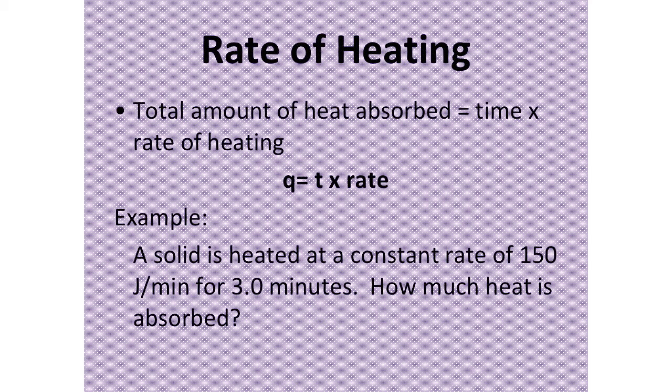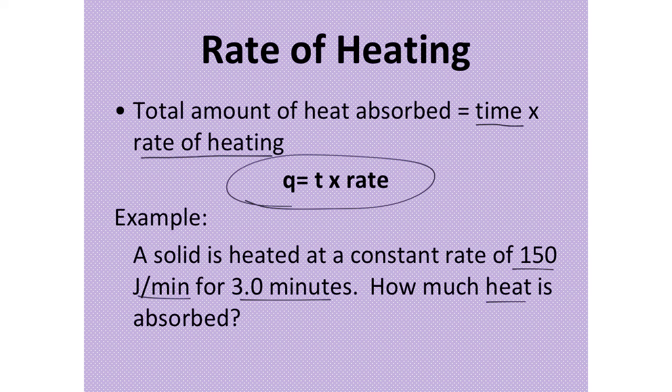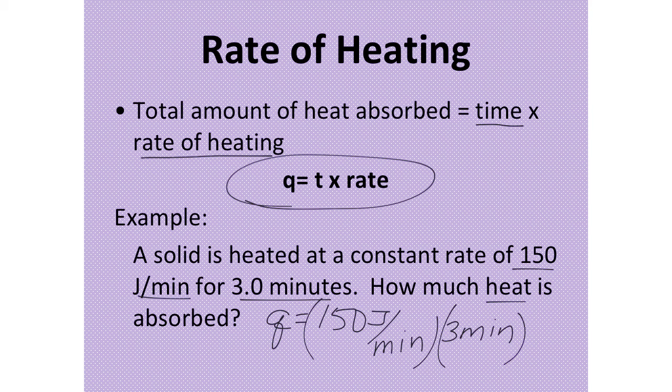Lastly, I just want to mention that sometimes you would get a problem where we're heating it at a certain rate for a certain amount of time. In that case, you would just multiply the time by the rate. That is shown in this example here. So we have a solid being heated at a constant rate of 150 joules per minute for 3 minutes. How much heat is absorbed? So we would just do the 150 joules per minute times the amount of time we heated it for, which is 3 minutes, and that would give us 450 joules.